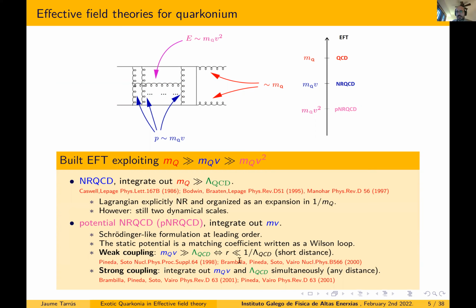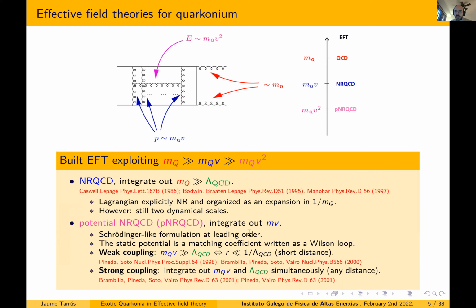So first, if one integrates out the heavy quark mass, this leads to non-relativistic QCD. However, this is still not the most appropriate EFT to describe the quarkonium bound states, because we still have two dynamical energy scales. So one can go one step further, integrate out the soft scale, the relative momentum, and this leads to an EFT called potential non-relativistic QCD, in which we recover the Schrodinger formulation. And in the EFT, the matching coefficients take the form of the potentials.